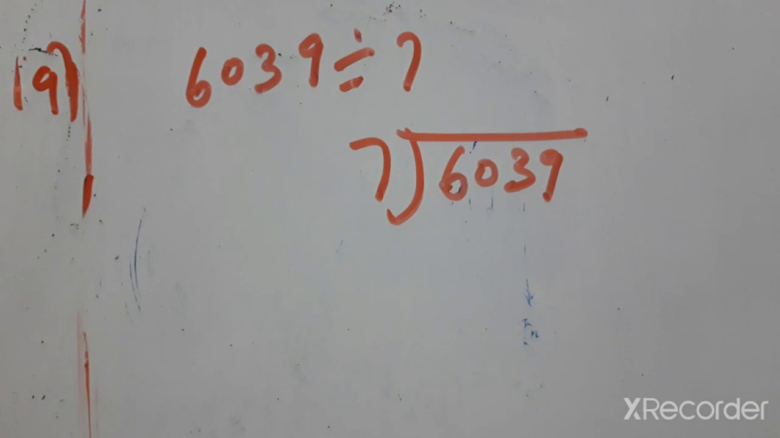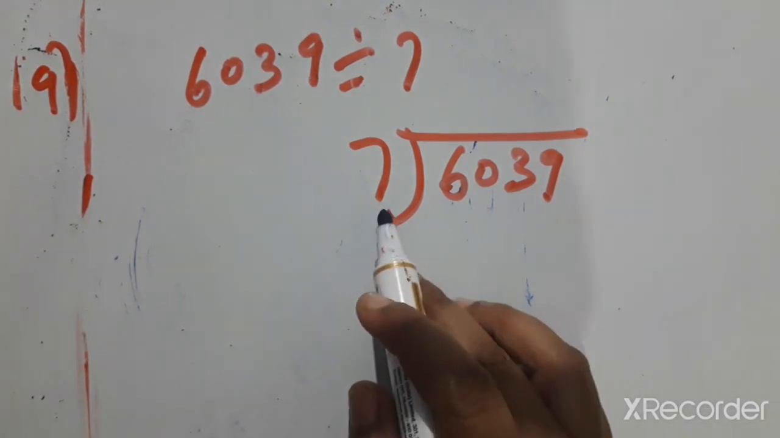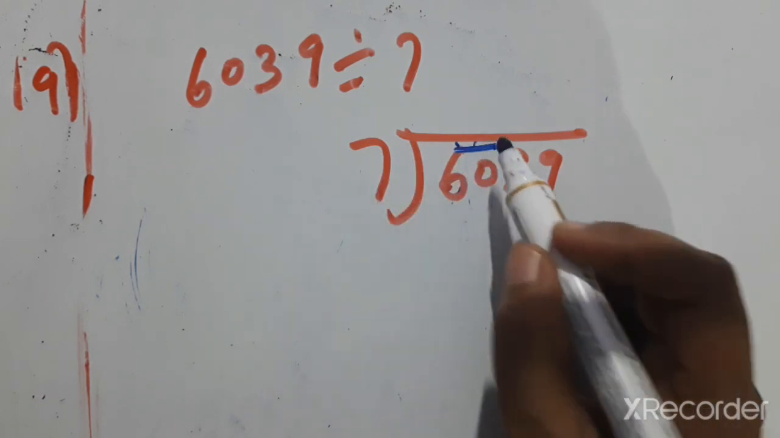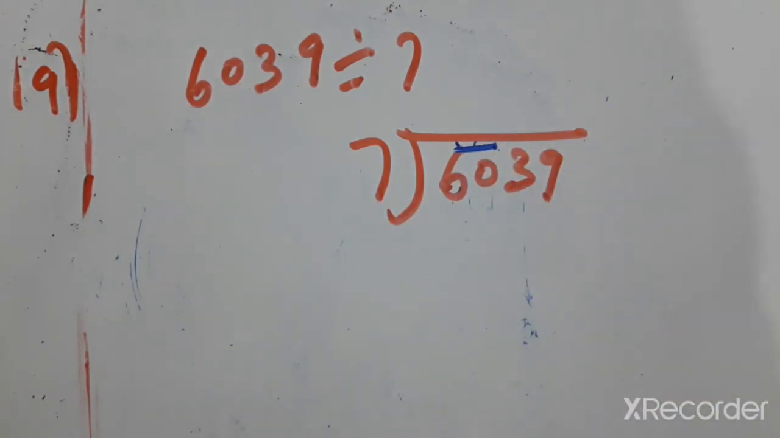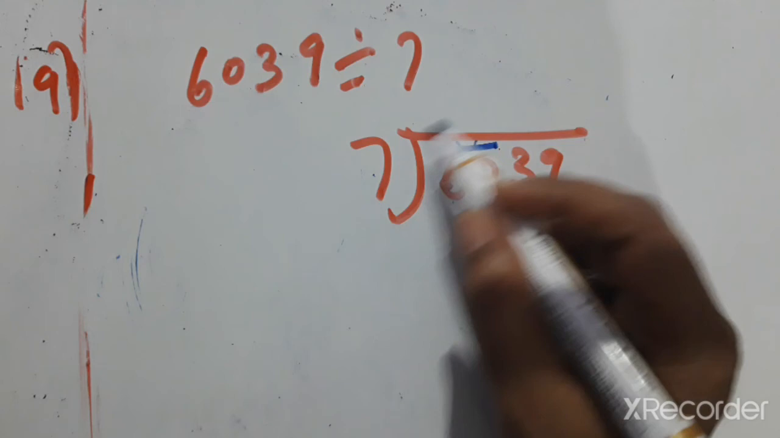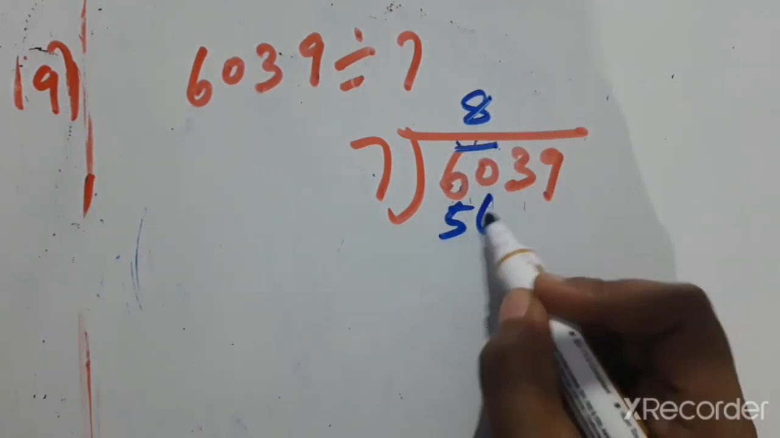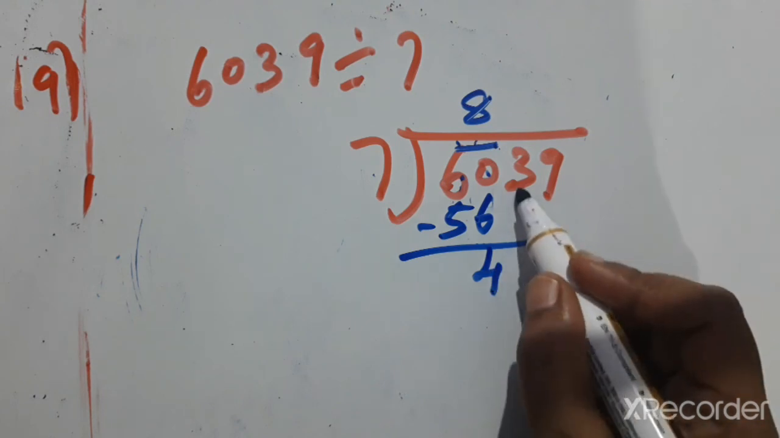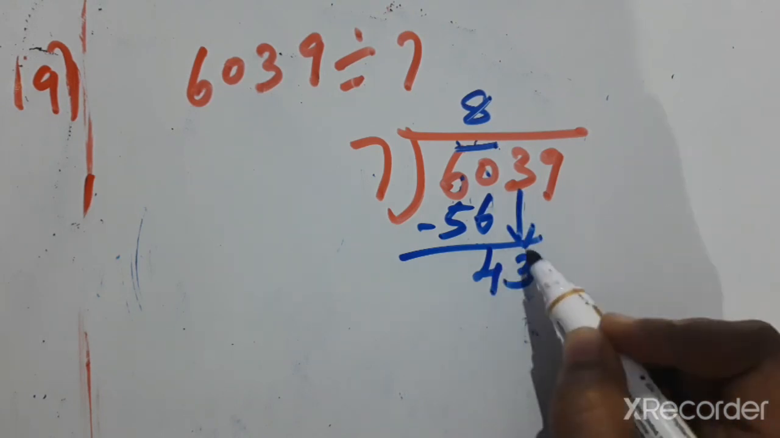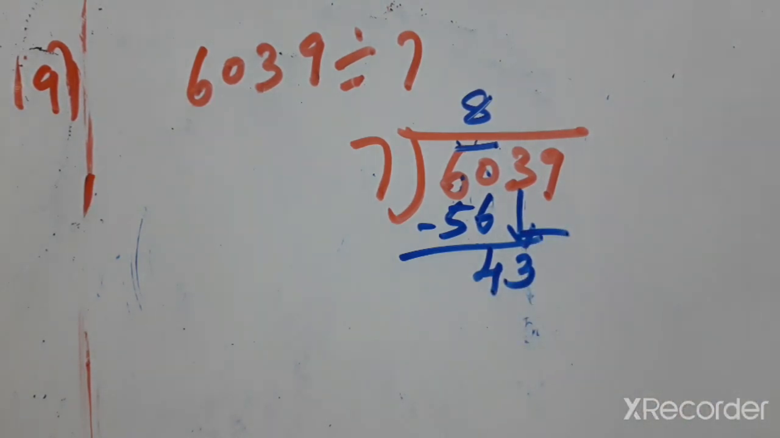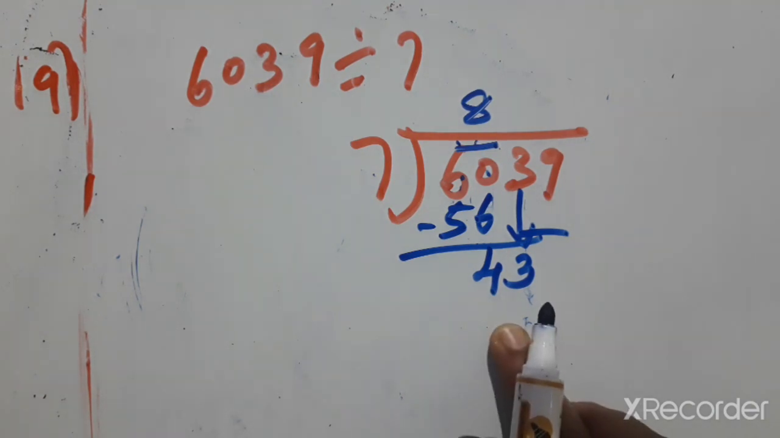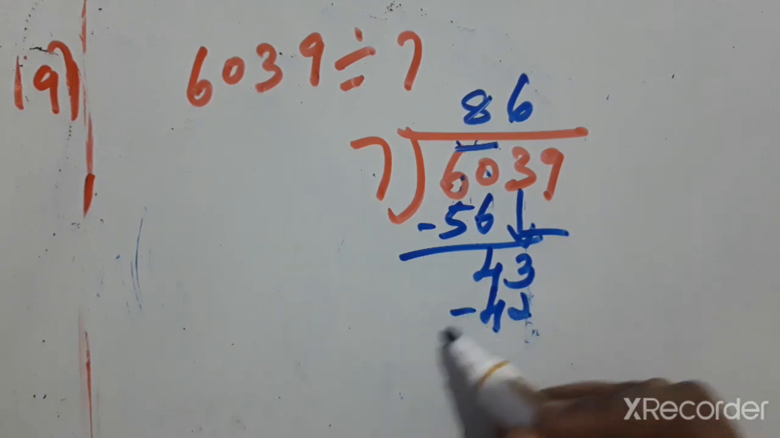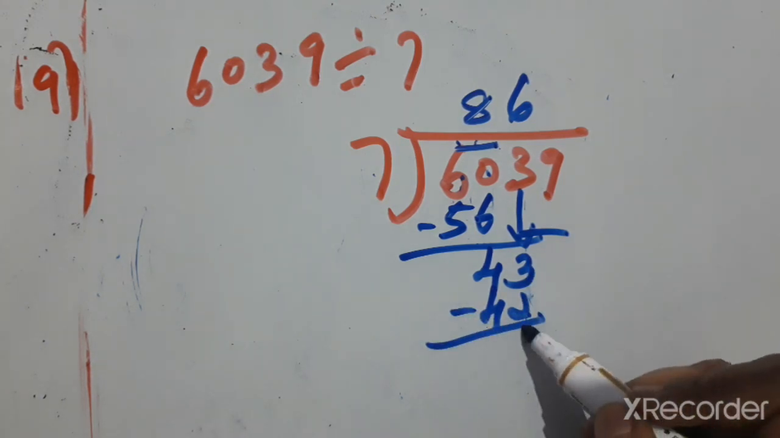Next question, 6039 divided by 7. 7 is the divisor. Can we take 6? No, because it is less than this number. So we have to take together 60. How much is nearest? 7 eights are 56, that is nearest to 60. Now 60 minus 56 is 4 remainder. Now bring the next number down, that is 3, making 43. 7 times how much is nearest to 43? 7 sixes are 42, that is the nearest one. 43 minus 42 is 1.